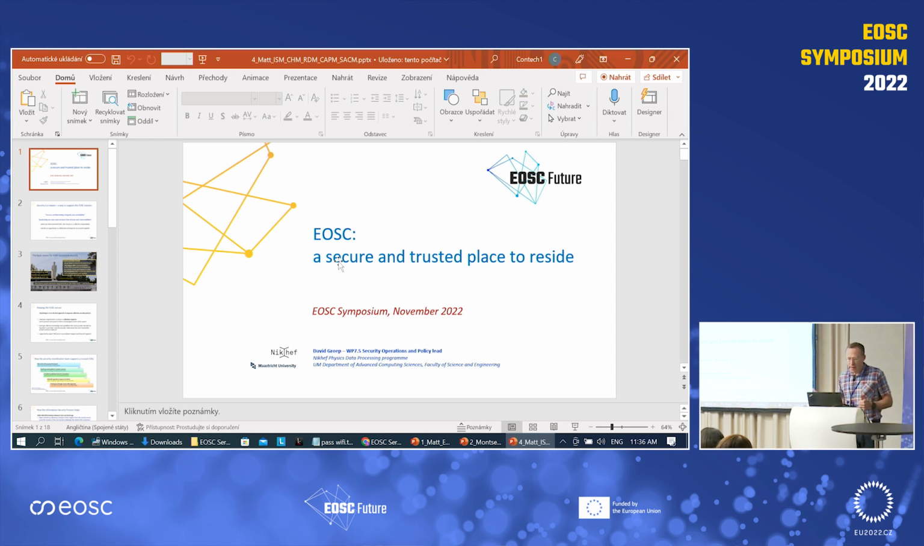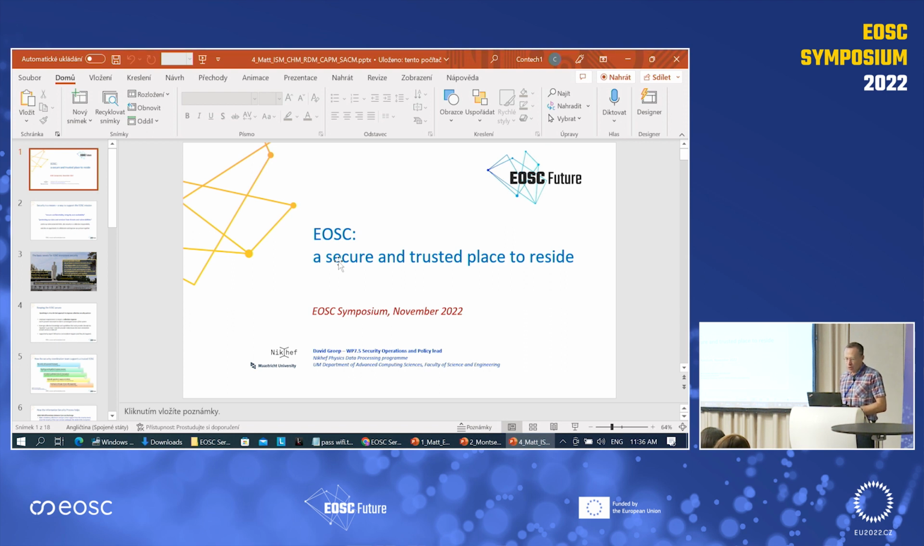It also includes information security, which is a part of the service management system, but is quite complicated, so it's dealt with separately in its own task within the project, and also AAI as well. David Groep from NICEF is the lead of information security management. Sadly, he couldn't be here today, so I've agreed to present on his behalf.